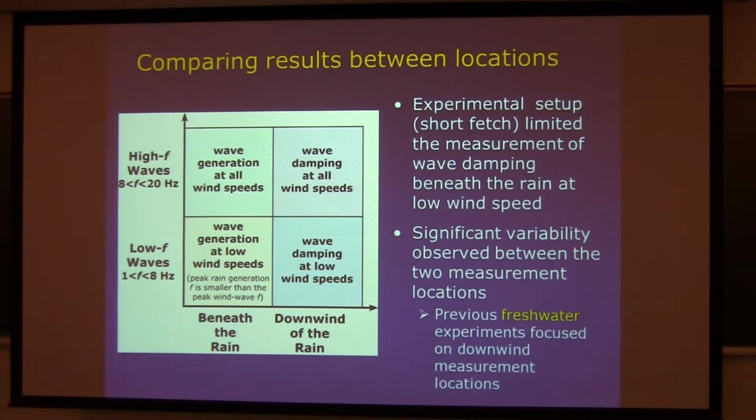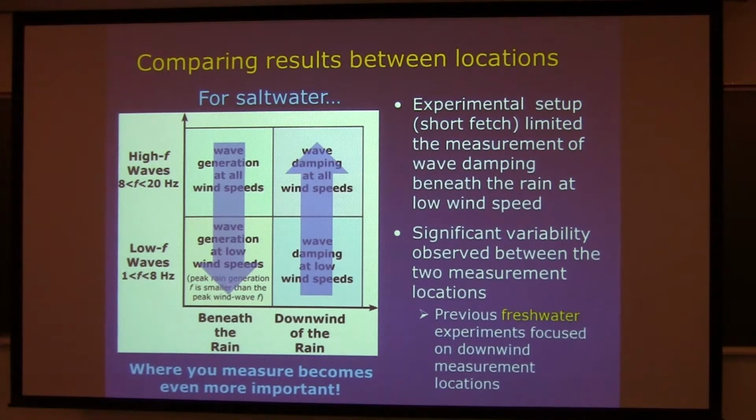And this is compounded when you consider salt water. So although it was difficult to see, for salt water, there is a decrease in the amount of wave generation observed beneath the rain. And there is an increase in the amount of wave damping observed downwind of the rain. So they're countering effects for the case of salt water. So where you measure becomes even more important when you're trying to compare literature. So going forward, to be consistent and try to compare results, ideally you should measure beneath the rain, even though in our case we had fetch limited measurements.